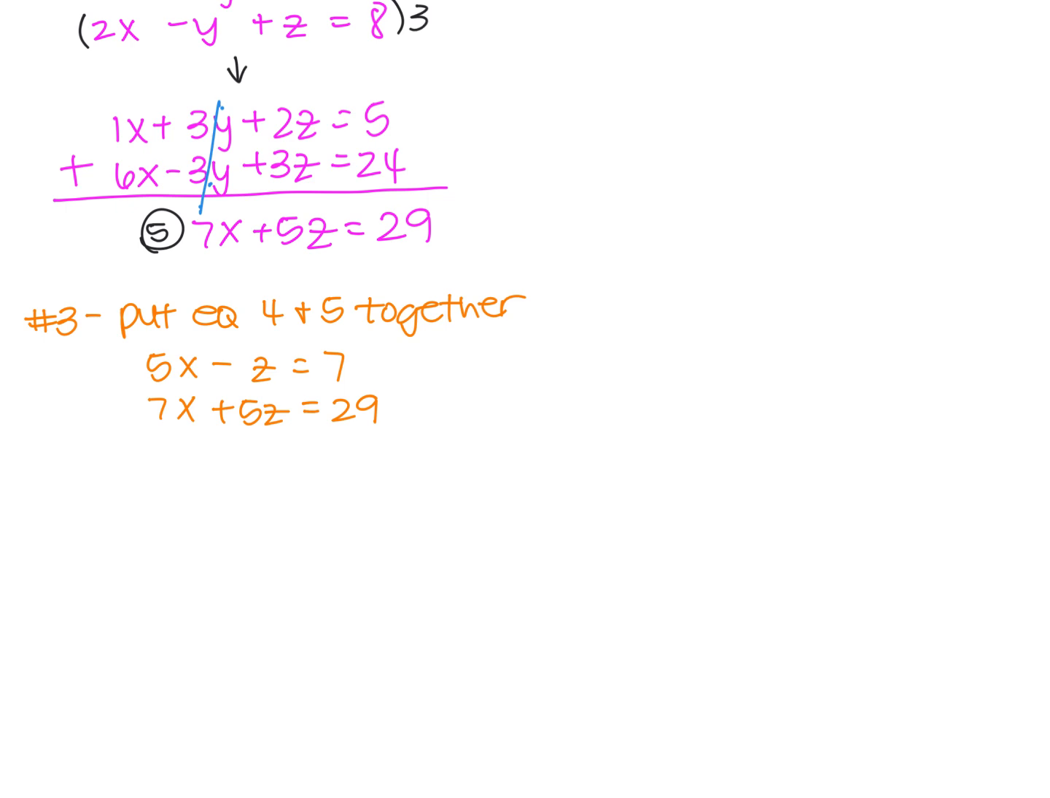So now we're going to do another round of elimination. We're going to eliminate one of the variables. Which one should we? Z, because one's already positive and negative, right? And so what do I multiply the first equation by? Good. So I've got 25x minus 5z equals 35. And then I've got 7x plus 5z equals 29.